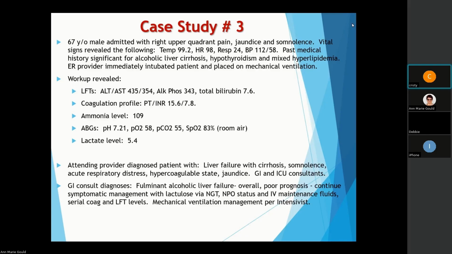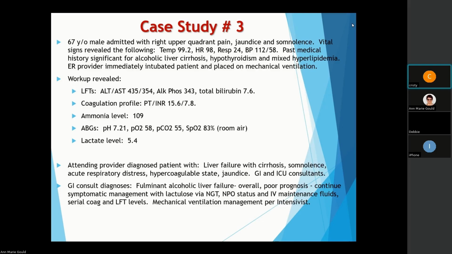Workup revealed LFTs: ALT/AST is 435 over 354. Alkaline phos is 343. Total bilirubin is 7.6. Coagulation profile: PT is 15.6 and INR is 7.8. Ammonia level 109. ABG's pH of 7.21, PO2 58, PCO2 of 55, SPO2 of 83% on room air.